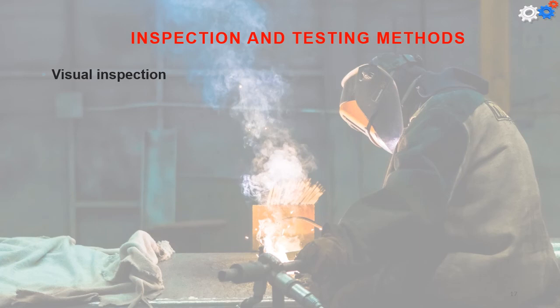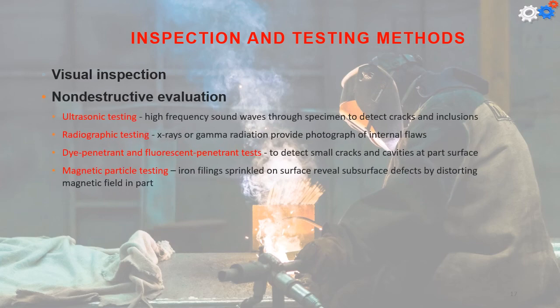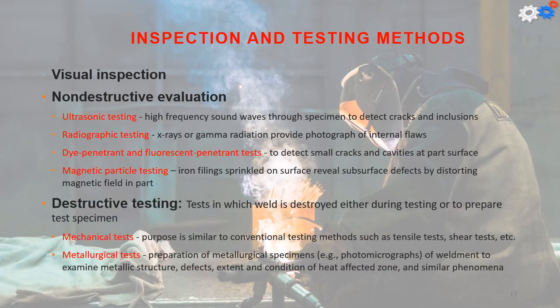Visual inspection is the first type of inspection and testing method used in the welding process. A more advanced method is nondestructive evaluation, for example using ultrasonic testing, radiographic testing, dye penetrant and fluorescent penetrant tests, and magnetic particle testing. The third type is destructive testing, where the weld is destroyed either during the testing or to prepare the test specimen. Destructive testing can be done using mechanical tests or metallurgical tests.